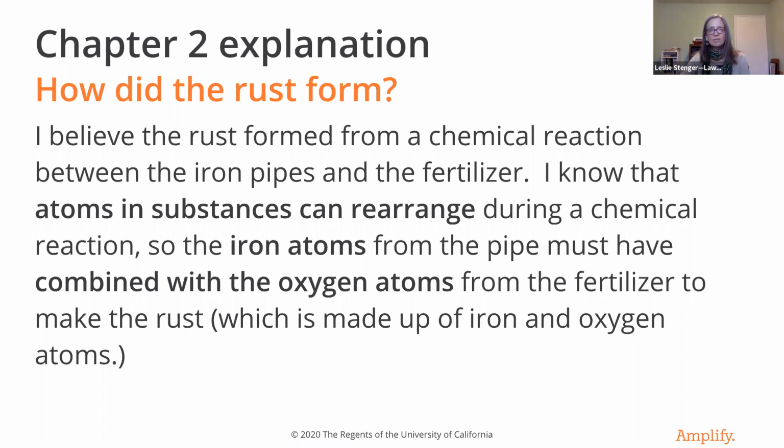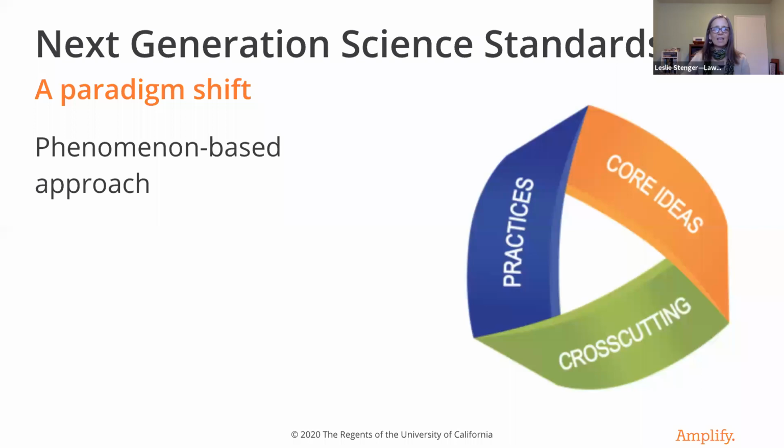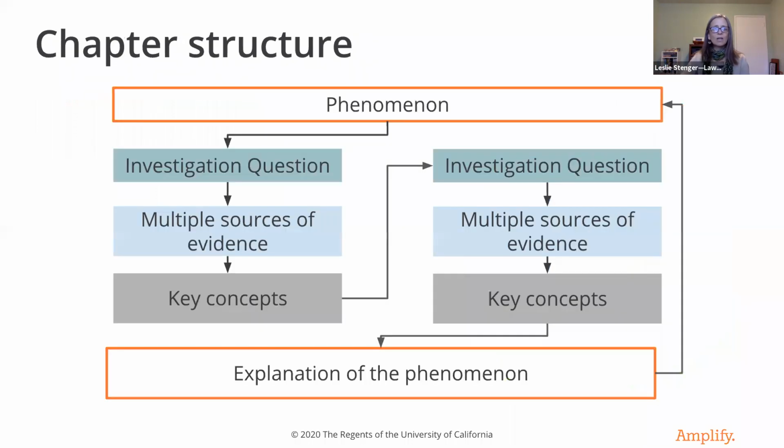And so with that really quick example, let's take a moment to reflect on the role of evidence in phenomenon-based instruction. Remember that the NGSS call for phenomenon-based teaching and learning, with the goal being to develop general science ideas, but based on evidence that can explain and predict phenomena. So this diagram is one way to show how, in our curriculum, that connection between evidence and phenomena works.